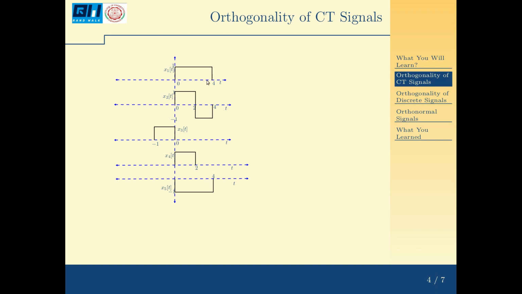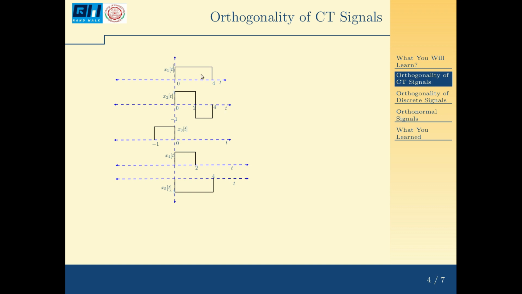Now let us look at these signals. x1(t) is 1 from 0 to 4. x2(t) is 1 from 0 to 2 and minus 1 from 2 to 4. x3(t) is 1 from minus 1 to 0. x4(t) is 1 from 0 to 2. x5(t) is just the negative of x1(t). If you look at x1(t) and x2(t), they are orthogonal because if we take this product and integrate, from 0 to 2 it will be 1 and from 2 to 4 it will be minus 1. So the integral will be 2 from 0 to 2 and minus 2 from 2 to 4. So that will be 0.